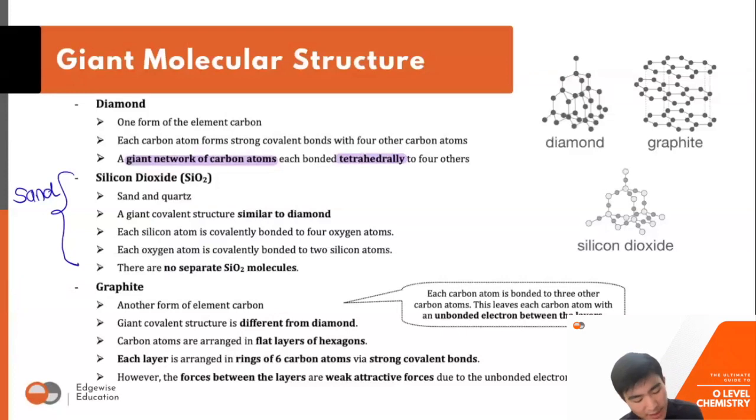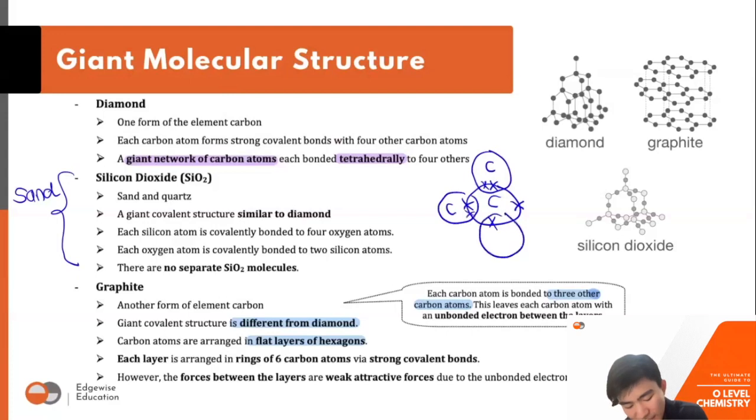Graphite. Now, graphite is also carbon. What happens is they are different from diamond, because they have flat layers of hexagons, where each carbon atom is bonded to 3 other carbon atoms. Now remember, carbon atom looks like this. Carbon has 4 electrons in the valence shell. Carbon atom has 4 valence electrons. Now, I bond to 1 carbon over here, I bond to 2 carbon over here, I bond to 3 carbon.